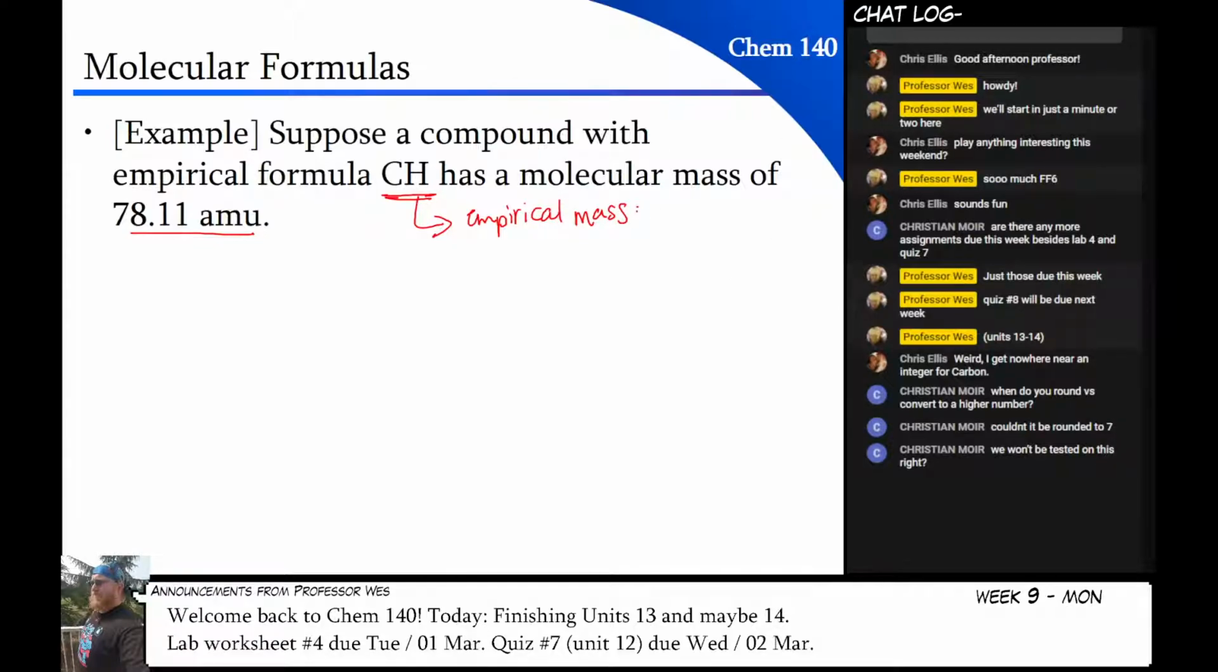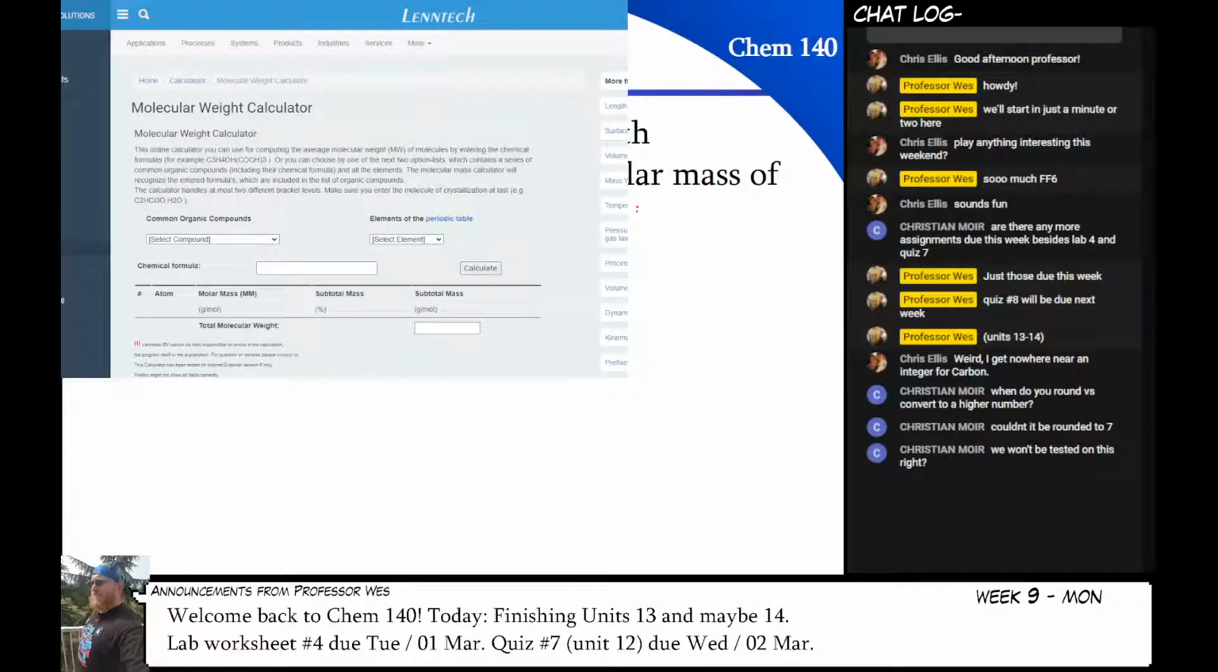Well, if we go to LenTech, which I've got to get on the screen here, there we go. All I do is type in CH, and it told me 13.02 AMU, or grams per mole, they're the same thing. Okay, how do I figure out the multiplier? Well, the molecular mass over the empirical mass is the multiplier.